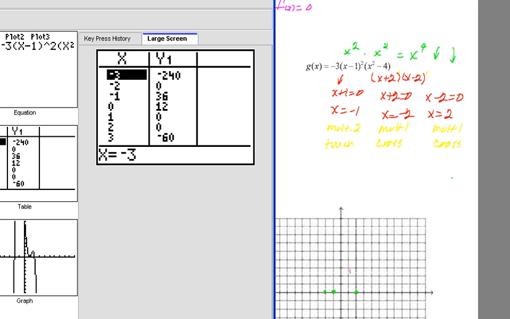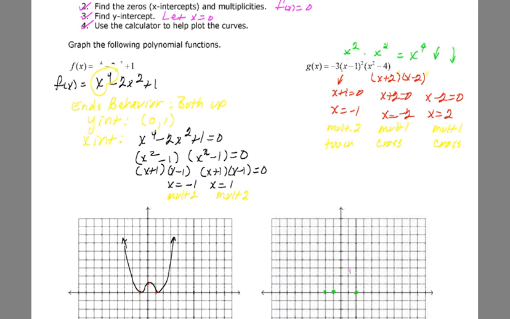+1, +2. Alright, where did I mess up? That's it. I copied the sign wrong right there. That should be x minus 1, so that's a +1. Alright, so let me knock this one out. Yeah, I make mistakes too.